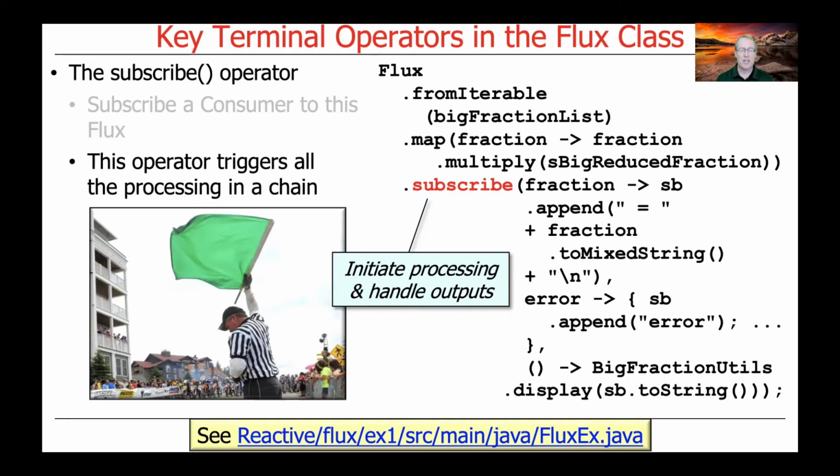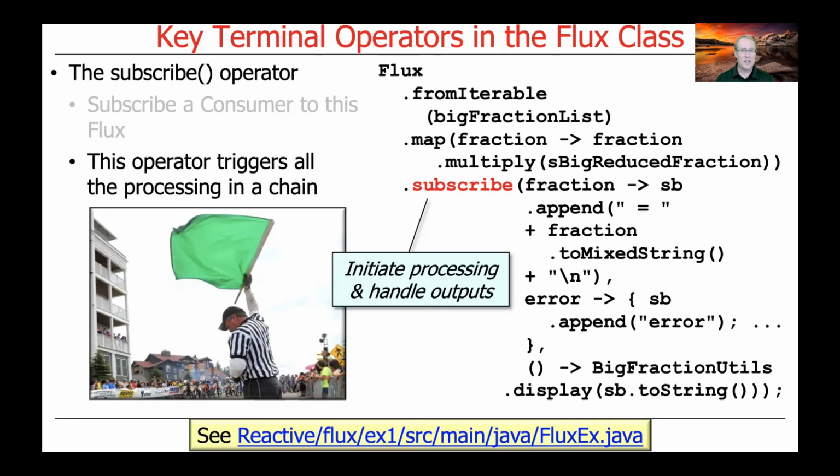As you see in this particular example, we're going to have a list of BigFractions. We convert those into a Flux stream of BigFractions using the fromIterable factory method. We then take each of those BigFractions and multiply them by a sBigReducedFraction constant. Then the subscribe operator is called, and that will trigger all the processing. And then of course, we also register these various callbacks to handle the output.